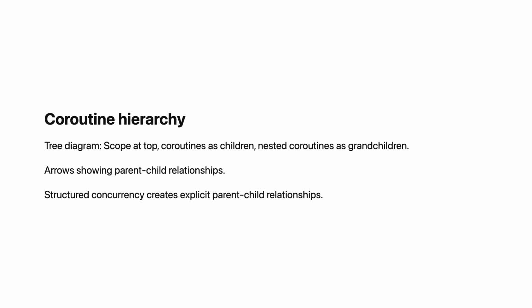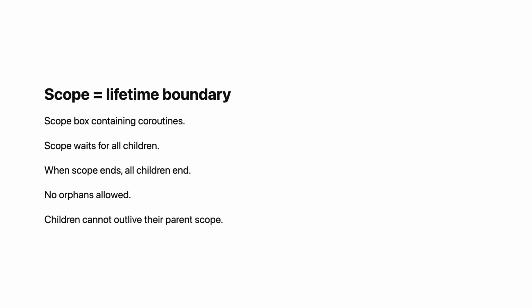A scope determines how long coroutines live. The scope completes only when all its children complete. runBlocking does not return until all launched coroutines finish. The scope cancels when cancelled. All children cancel with it. This is the contract. Children cannot outlive their parent scope. When the scope ends, children end. This prevents leaks. You cannot forget about the coroutine. The scope remembers and ensures cleanup.